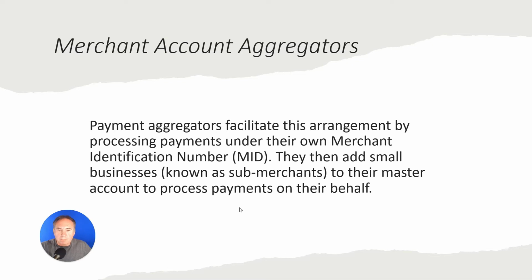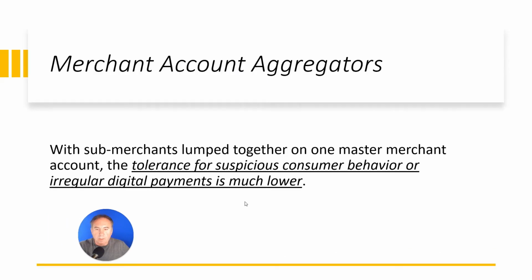Payment aggregators facilitate this arrangement by processing payments under their own merchant identification number, also what we refer to as a MID. They then add small businesses known as sub-merchants to their master account to process payments on their behalf. With sub-merchants lumped together on one master merchant account, the tolerance for suspicious consumer behavior or irregular digital payments is much lower, which means they don't have much tolerance for anybody that's doing anything suspicious.